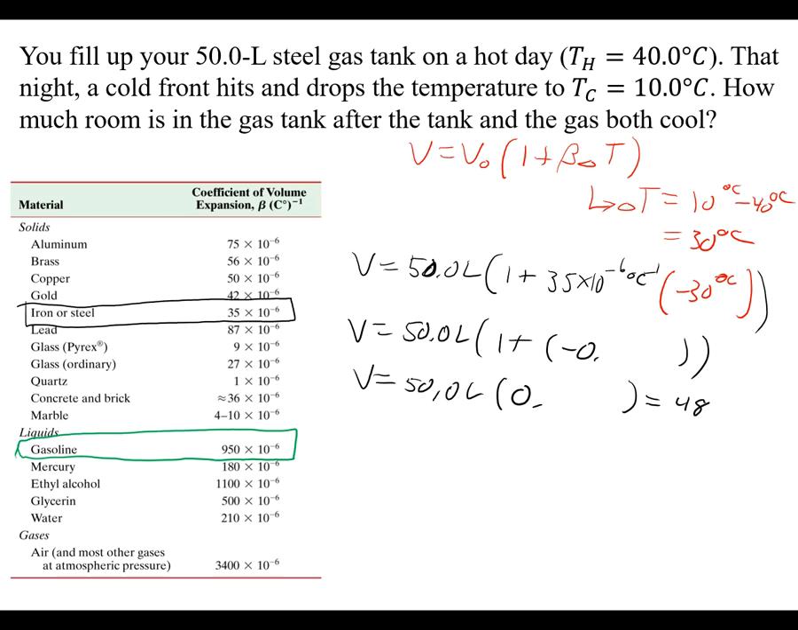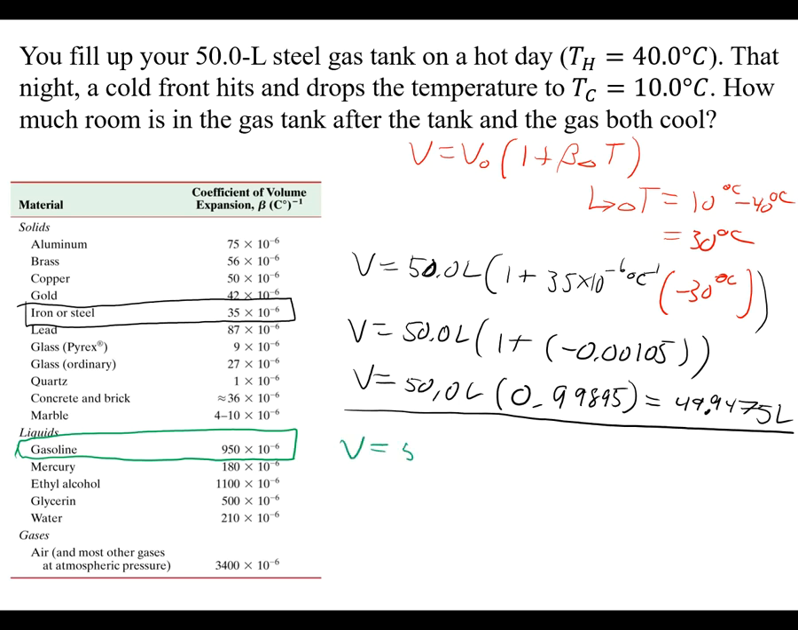For the tank, the number would be negative 0.00105. Add 1 to that, and you get 0.99895. Multiply those together, and you get 49.9475 liters. And so the gas tank has shrunk. Well, not only has the gas tank shrunk, but so has the gasoline itself.